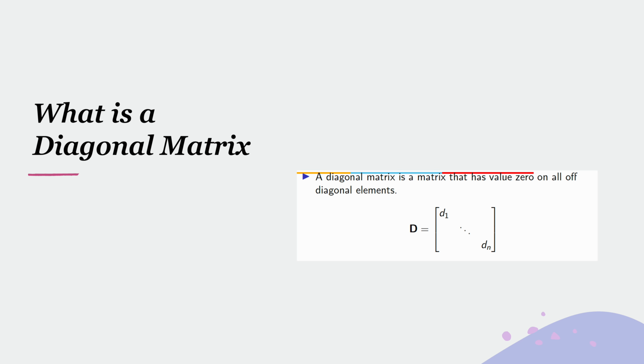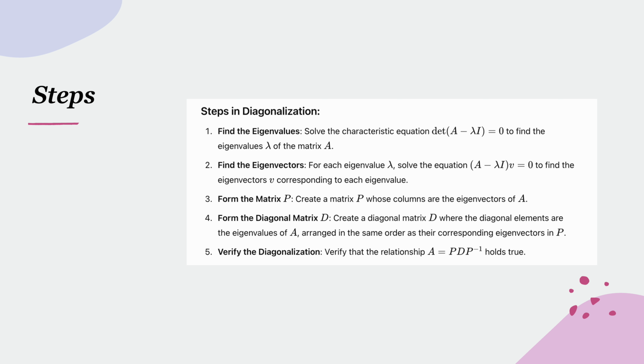A diagonal matrix is nothing but, as you could see from the image in the middle, the diagonal elements will have values. The rest will all become zero, right? Zero on all of the non-diagonal elements. So that's what diagonal matrix means. Now, what is spectral theorem? Basically, spectral theorem intends to do diagonalization, and it does it in 5 steps, right?